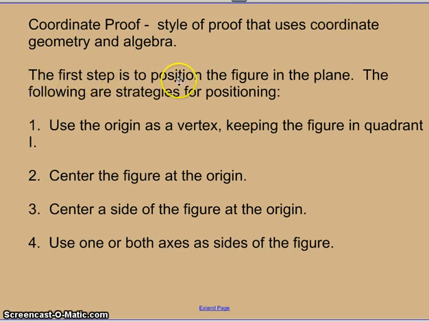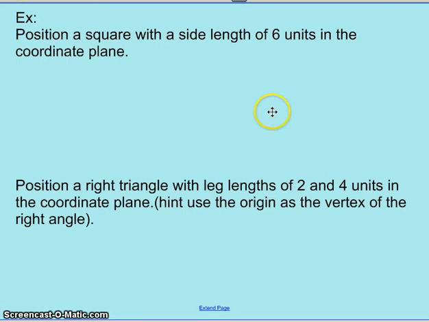So for the steps to position the figure in a plane, we have a few different strategies. Number 1, we can use the origin as a vertex, keeping the figure in quadrant 1. It's always a nice strategy to use, keeps things simple. We can also try to center the figure at the origin. We could center a side of the figure at the origin, or we can use one or both axes as sides of the figure. So whichever one works out best for each individual problem is how we want to approach it.